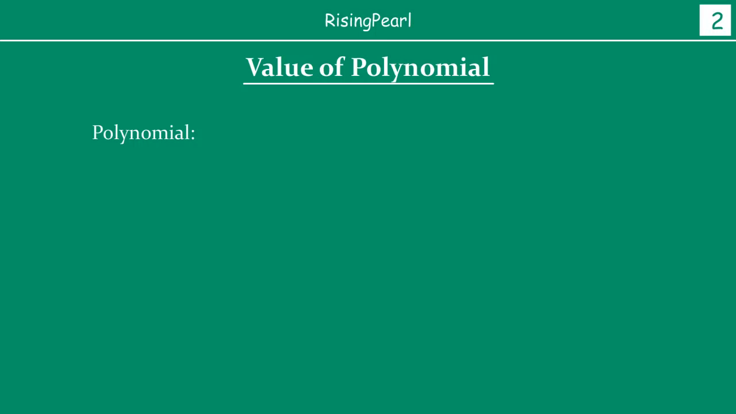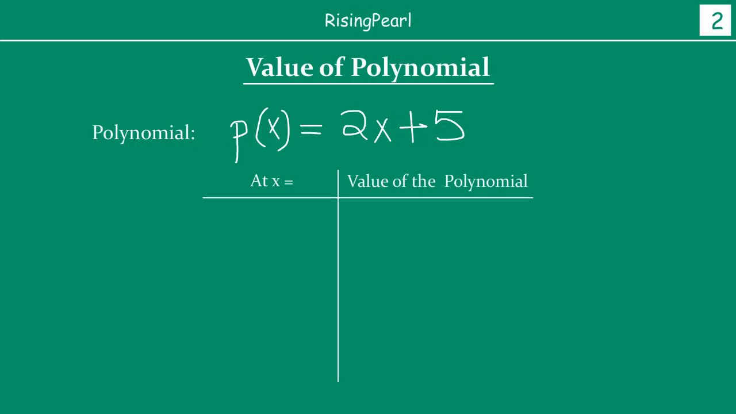So let's do one thing. Let's write a polynomial. Why don't we take the polynomial which we just looked at, a polynomial in variable x. Let's write 2x + 5. This is our polynomial, let's say. This is a linear polynomial. And what we want to do is find the value of this polynomial p(x), which is 2x + 5, at different values of x.